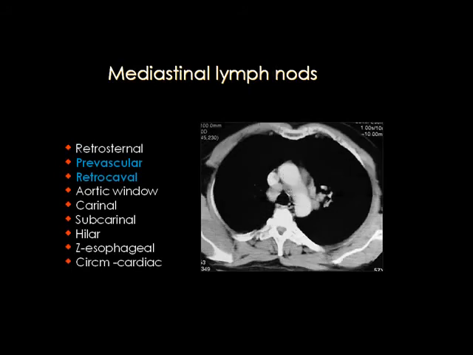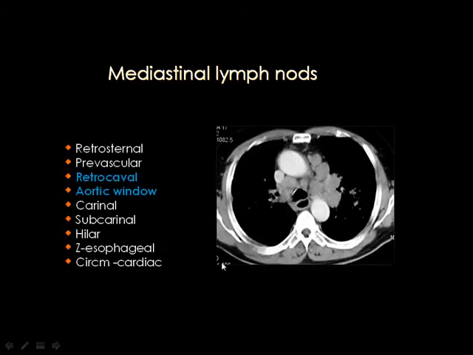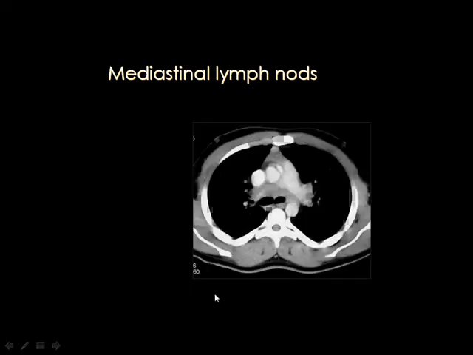Then the third group is known as the prevascular, and the prevascular are located along the course of the aortic arch. These are the prevascular lymph nodes, and this is the retrocaval lymph node. Then the aortic window lymph nodes are located between the ascending and the descending aorta above the pulmonary artery. Then you see multiple lymph nodes in the mediastinum representing aortic window lymph nodes, and this is the retrocaval group.